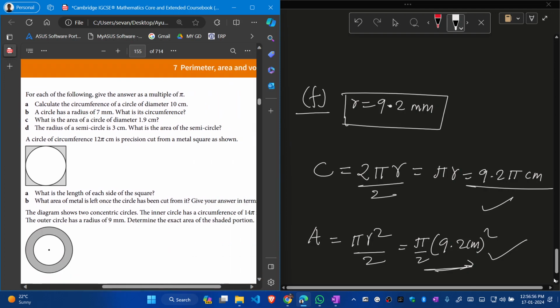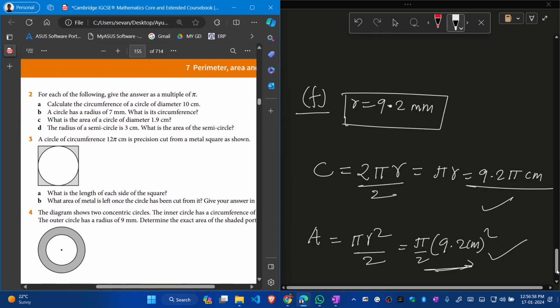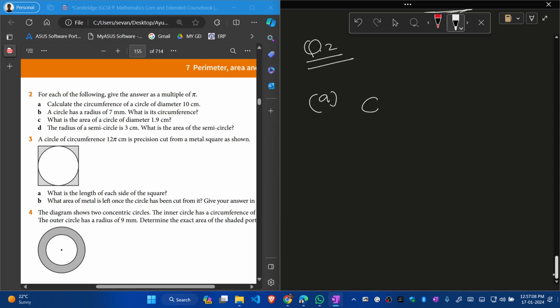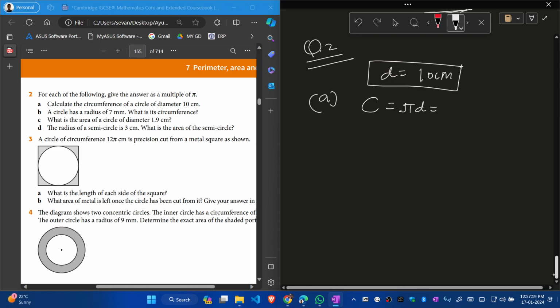So let us move to question number 2. In question number 2, again you have to do the same thing. I hope you can do this one, so let us do it quickly. In the A part you have to find the circumference again, and this time they have given 10 centimeters as the diameter. So circumference is pi d, so it will be 10 pi centimeters. Is that okay?